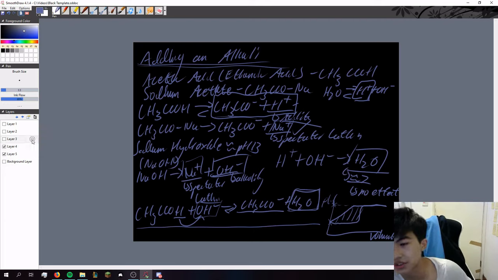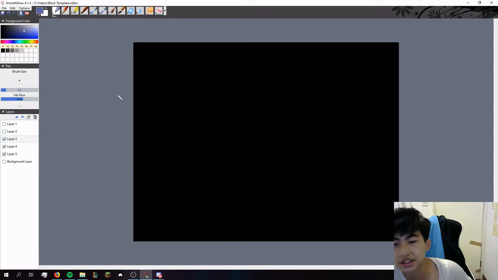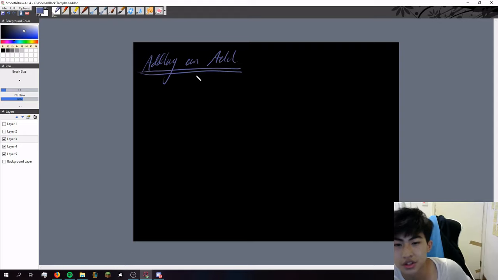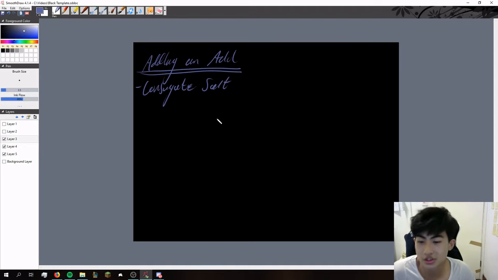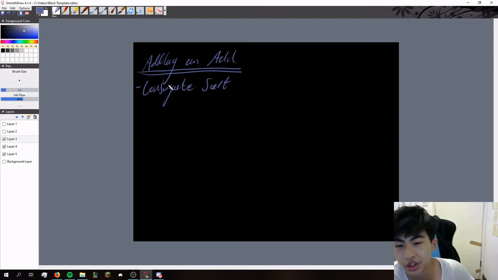So now let's go on to something else. Let's say we're not adding an alkali. Say we take the same buffer solution, but we're adding an acid. Now, the reason that adding a conjugate salt of a weak acid is so important within a buffer solution is because it allows a source of acid to be heavily resisted within it. So our conjugate salt was sodium acetate.